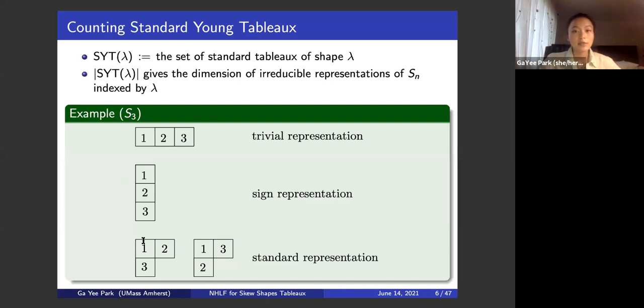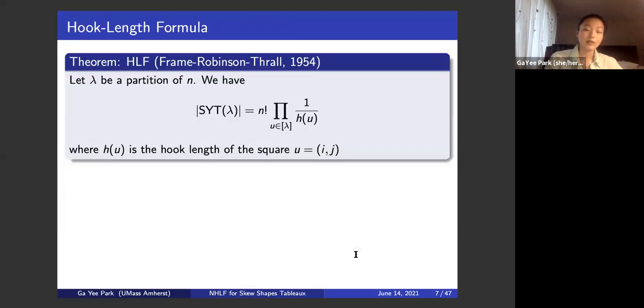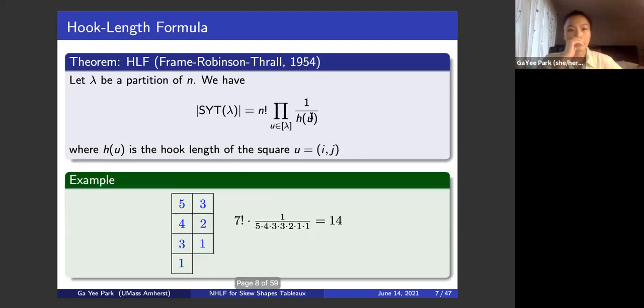In this example of S3, there are 3 irreducible representations, and the fact that this 2, 1 partition has 2 different ways of filling into a standard Young tableau corresponds with the dimension of the standard representation being 2 for S3. And to count this, we have the famous hook length formula by Frame, Robinson, and Thrall, given as a product of 1 over the hook length of all the elements in the diagram. So back to our example, in blue, I have the hook length of each of the elements, and if I plug all these numbers into the formula, we have 14 standard Young tableaux.